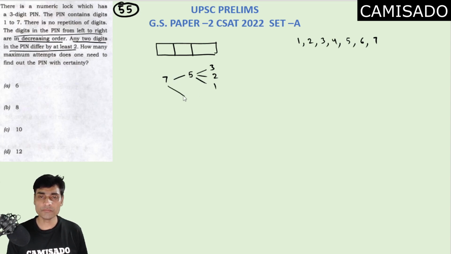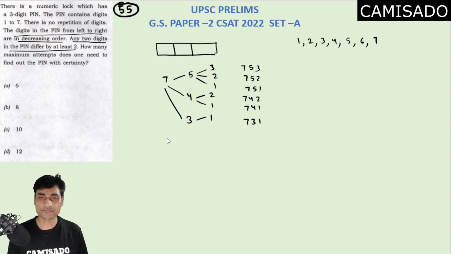Now with 7, after 5 we can take 4 also. With 4 I can take 2 and I can take 1. So the numbers, you can say, the pins are 753, 752 and 751. Similarly here 742, 741. Now again with 7 I can also take 3. With 3 I can take only 1, so the number is 731.